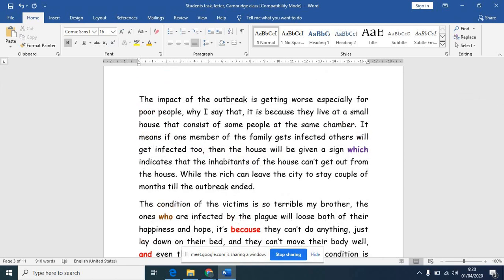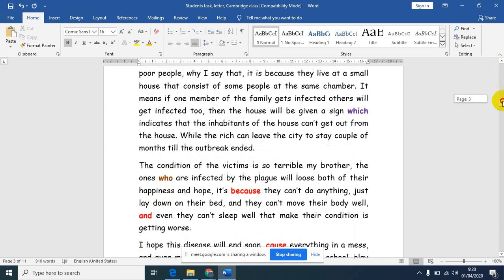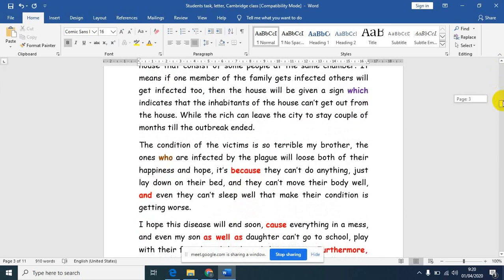Okay, you also talk about the impact because it is asked by the writers, right? To have it. And then, okay, next. The condition of the victims is so terrible, my brother. The ones who, what about this? Adjective clause or adjective phrase? I choose clause. Clause, okay, good.